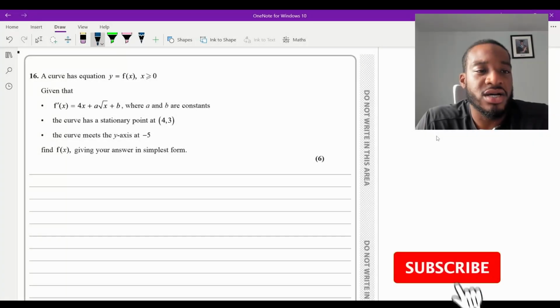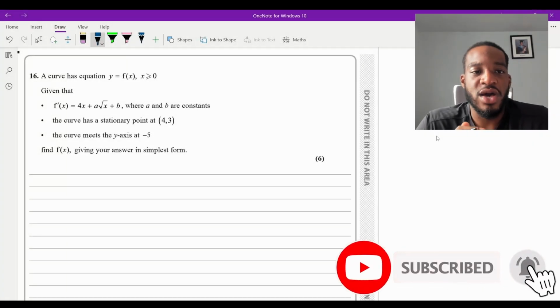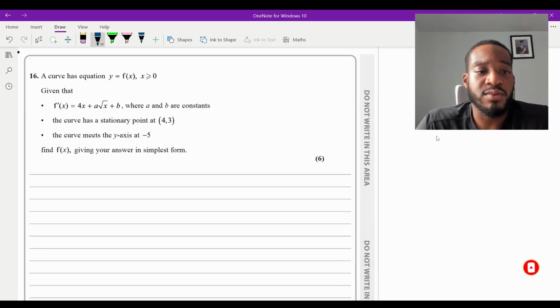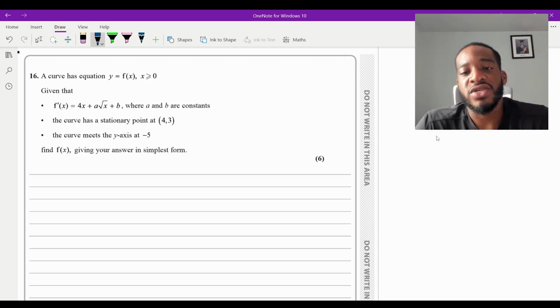Question 16 says, a curve has equation y equals f of x, where x is greater than or equal to 0. Given that f dash of x is equal to 4x plus a root x plus b, where a and b are constants, the curve has a stationary point at (4, 3). The curve meets the y-axis at minus 5. Find f of x, giving your answer in simplest form, for 6 marks.